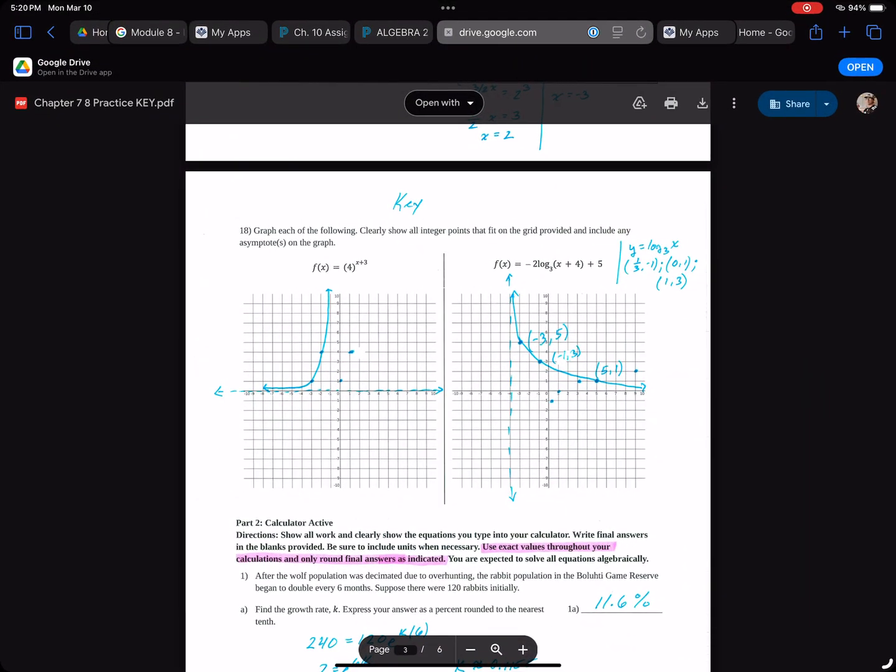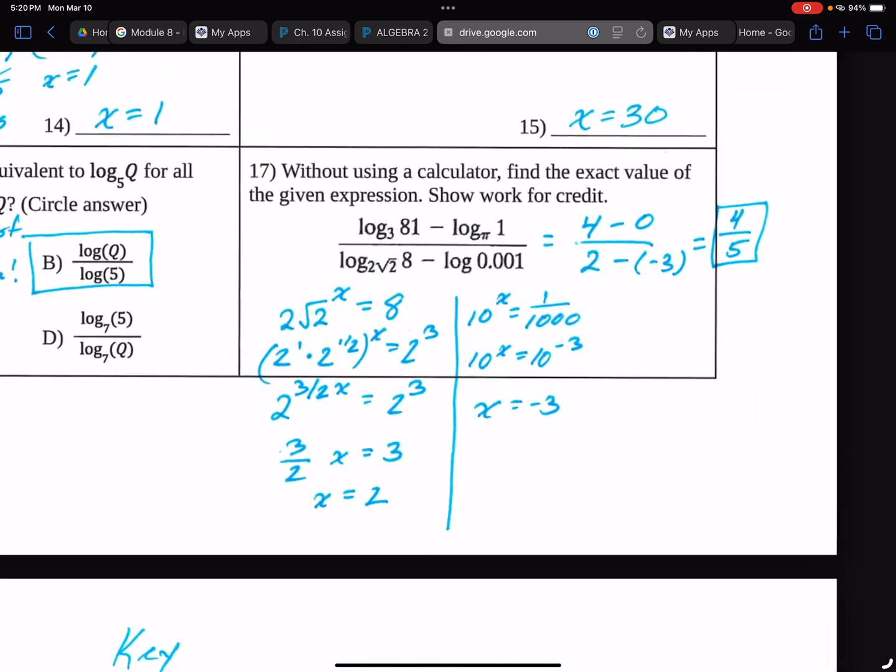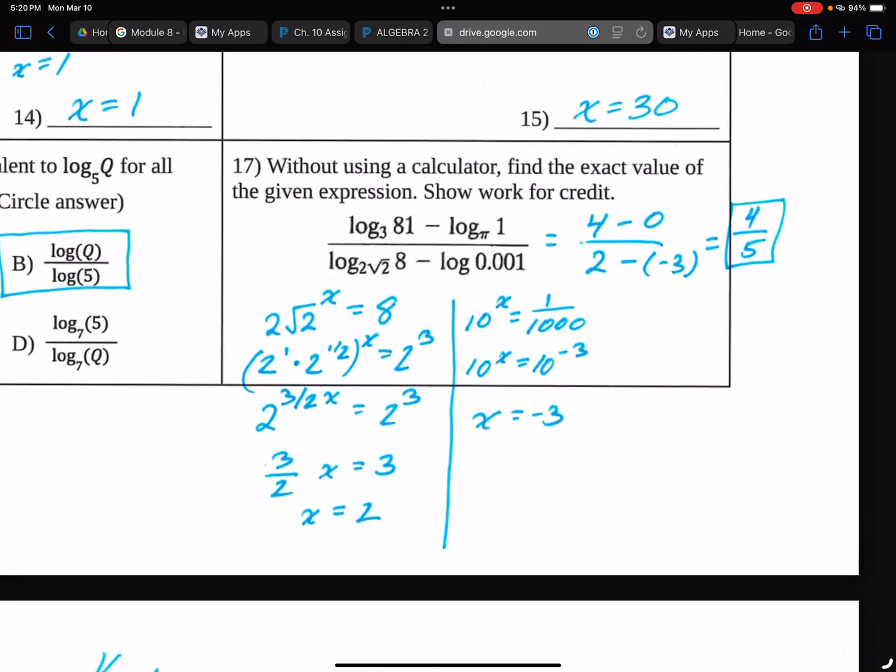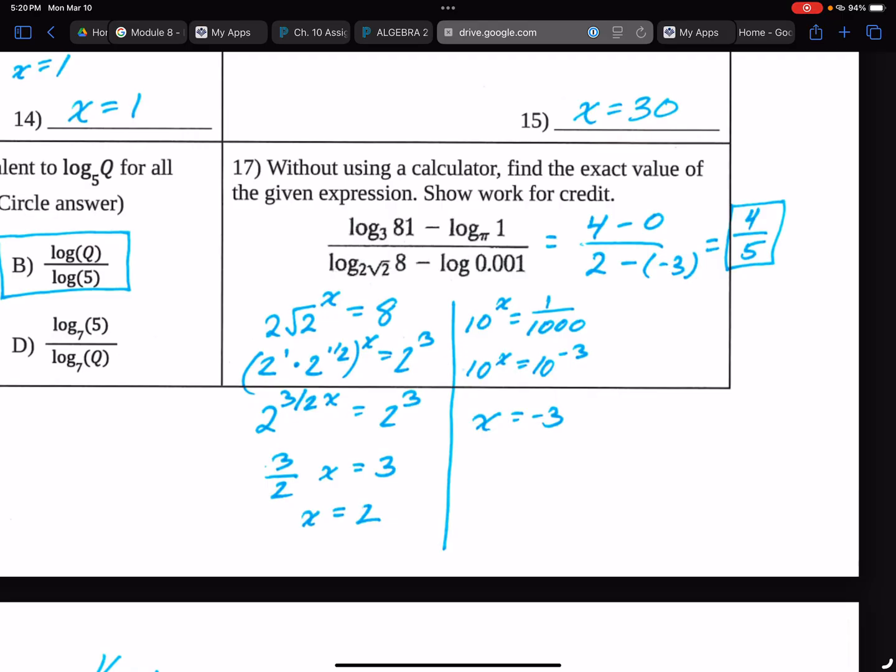Wait, but why is it 0 then and not 1? Because if I do pi to the x power equals 1, pi to the 0 power equals 1. So that's why it's 4 minus 0 up top.